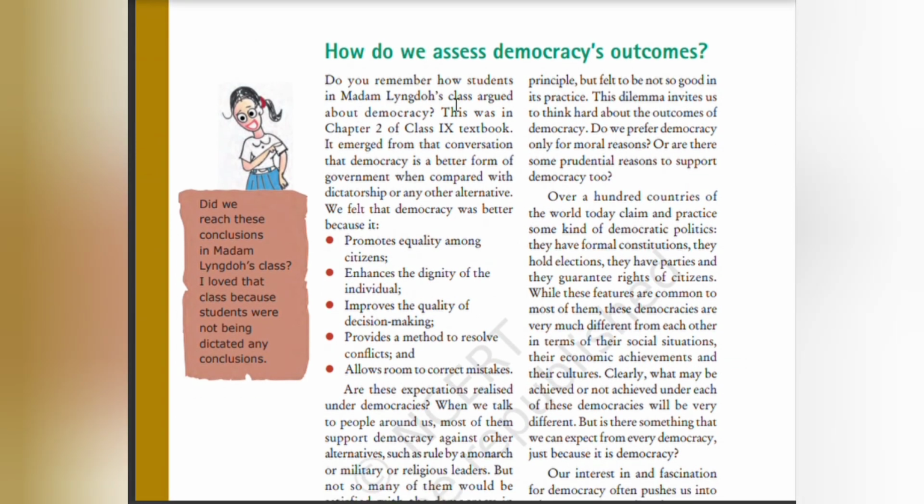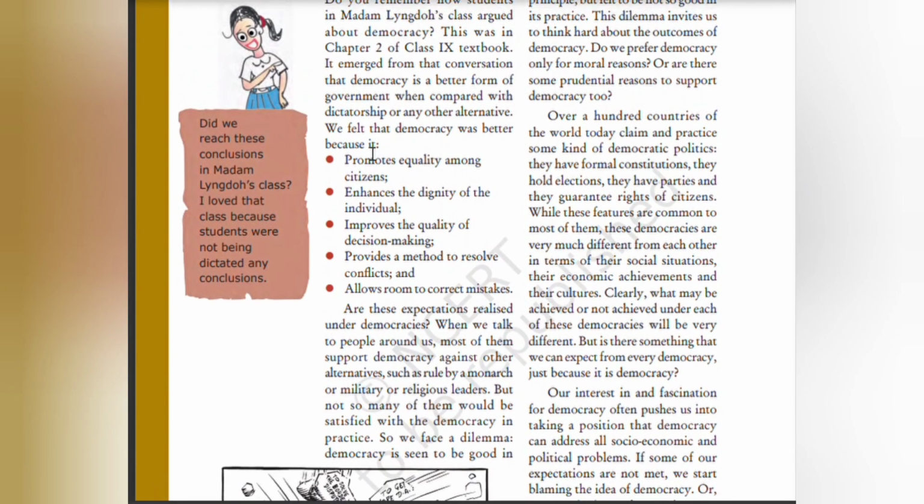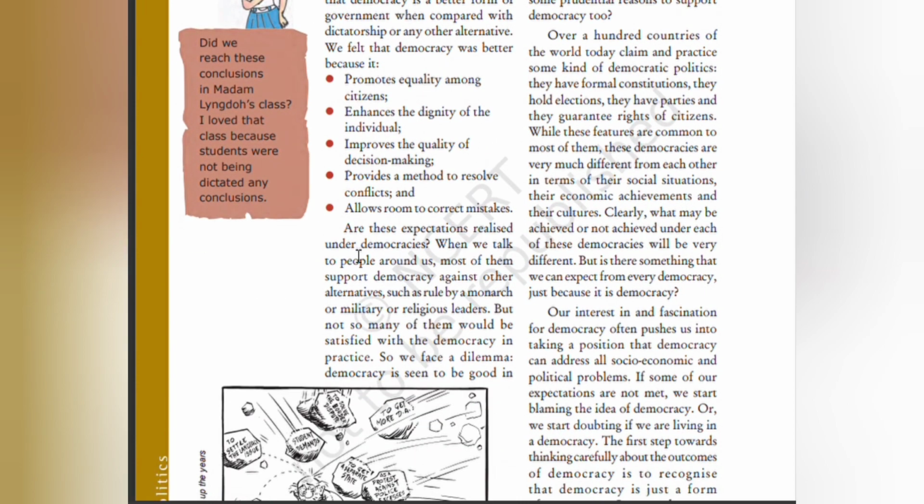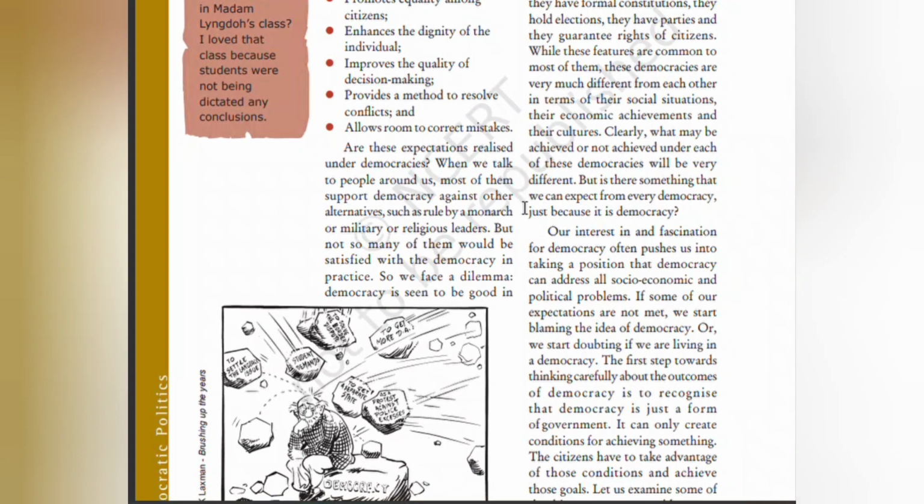Do you remember how students in Madam Ling Dong's class argued about democracy? This was in chapter 2 of the class 9 textbook. It emerged from the conversation that democracy is a better form of government when compared with dictatorship or any other alternative. We felt that democracy was better because it promotes equality among citizens, enhances the dignity of the individual, improves the quality of decision making, provides a method to resolve conflicts, and allows room to correct mistakes.